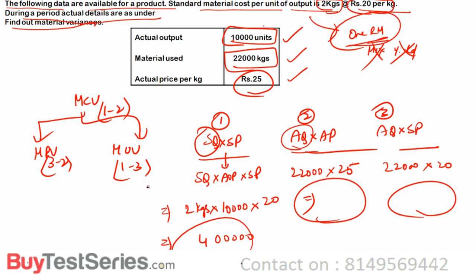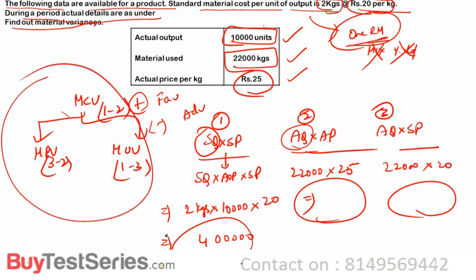Are you able to get me? Right, guys? So the blind mark is whenever you apply this formula, if you get a positive number, you call it favorable, and if you get a negative number, then you call it adverse variance. That is a blind mark. Otherwise, once you calculate the variances, you try to think whether it will increase the actual profit or reduce the actual profit. If it increases the actual profit, then it will be favorable variance. If it reduces the actual profit, then it will be adverse variance. So that should be easy for you to solve this kind of problems.